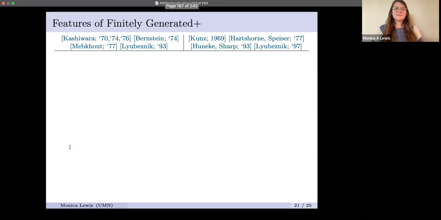But okay, so let's talk about the summarizing picture of what we have for our modules that are finitely generated plus an extra niceness condition.